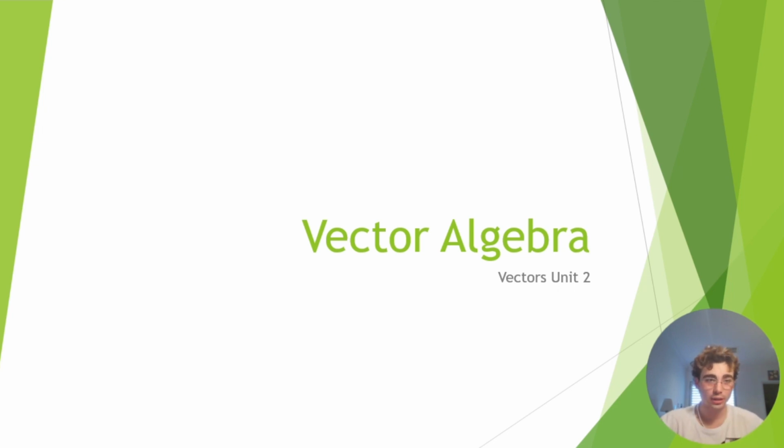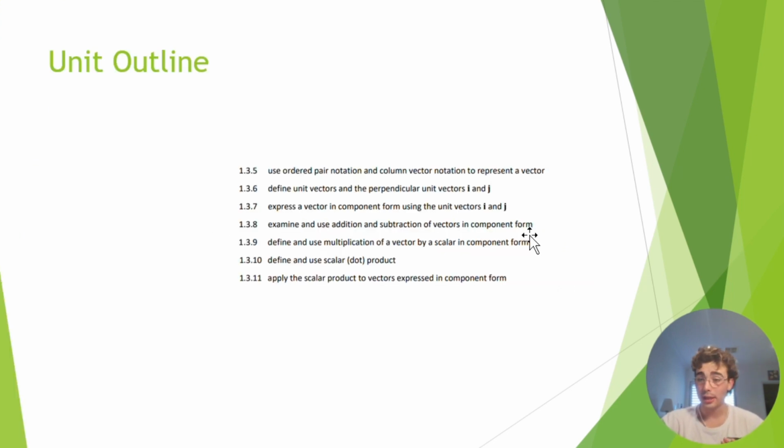So if I go into the unit outline here, something I didn't introduce, which kind of should have been in the vector notation topic, but I've introduced it here because it deals more with vector algebra and vector arithmetic, is this way of representing vectors in terms of ordered pair notation and column vector notation, or also in terms of the perpendicular unit vectors i and j, and we'll talk about what a unit vector is over the course of this video.